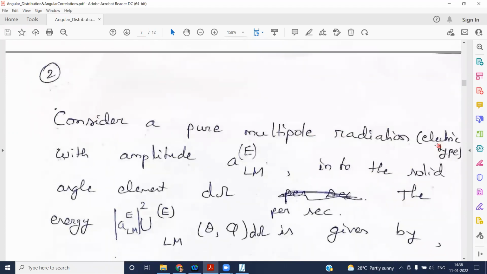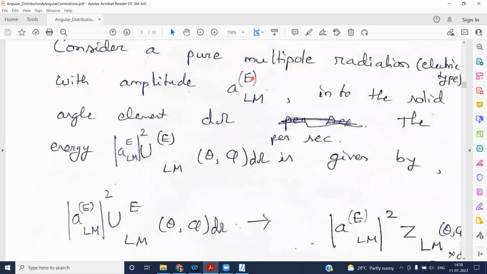Now I consider a pure multipole radiation. Let us, for example, take an electric type multipole radiation with multipole amplitude A_ELM that is coming into the solid angle element. I am now going into further dissection of the radiation. Some radiation is entering the detector. Now I am making a further classification. That radiation has multiple components. Let me take a multipole radiation of the electric type with some given L value. For a given L value, you have coefficient A_ELM. This means the part of the radiation entering the solid angle is of a particular L type, M type, and electric type, and there is a fraction which contains L, M, and E.